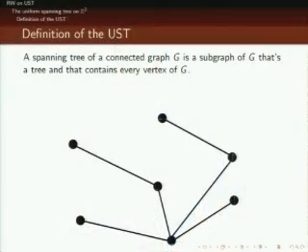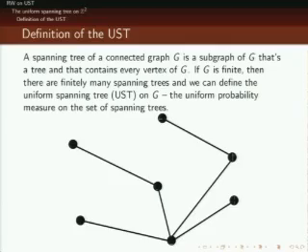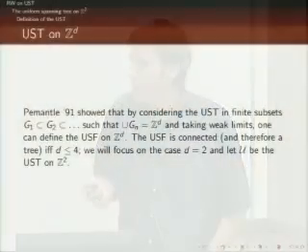So we just have a graph. A spanning tree on a graph G is just a subgraph of G that's a tree and that contains every vertex of G. So here's a graph. Here's a spanning tree. And if your graph is finite, then it's pretty easy to see that you can define a uniform spanning tree, which is just a probability measure that gives equal weight to every spanning tree on the graph. So if your graph is finite, there are finitely many spanning trees, so this is easy to define.